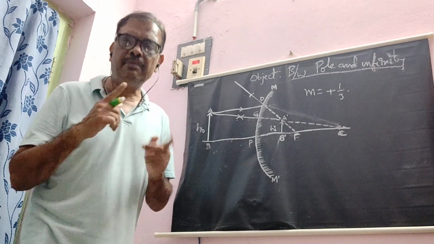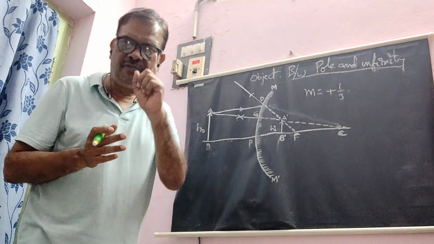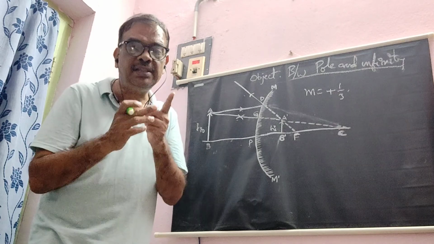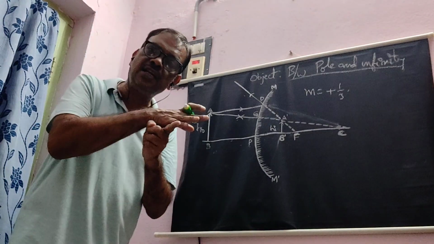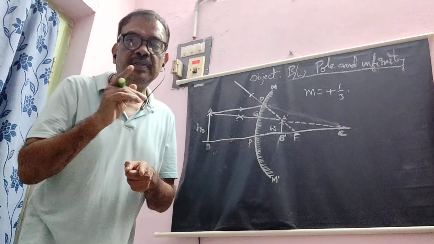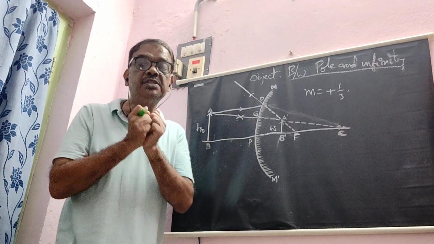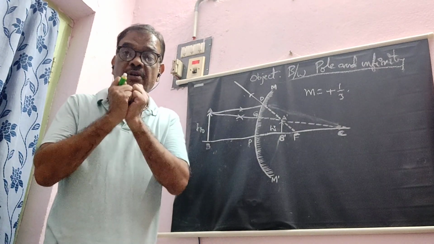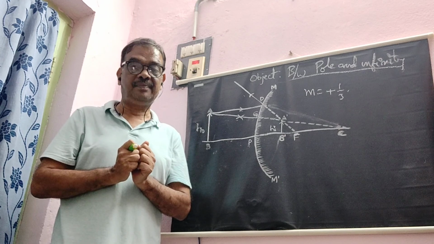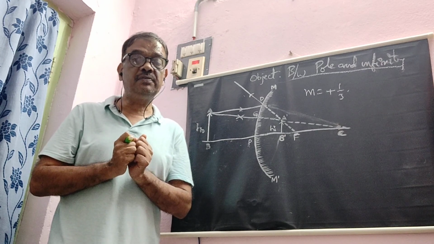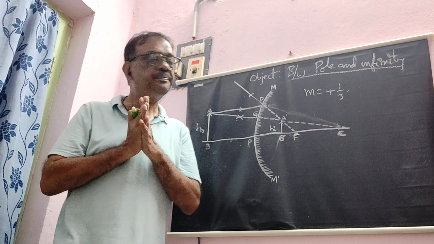What does it mean? 1 by 2 means smaller than the size of the object. 1 by 3 means if 1 is the size of the object, the image is 1 by 3 or 1 by 2. Size of the image is smaller than the size of the object. In which case do we get this magnification? In case of convex mirror. Always forms, remember, diminished image. Convex mirror always forms what? Diminished image. Okay, children?